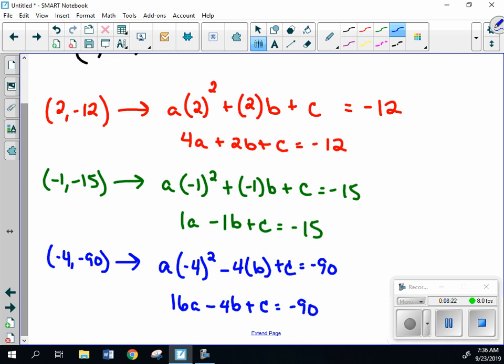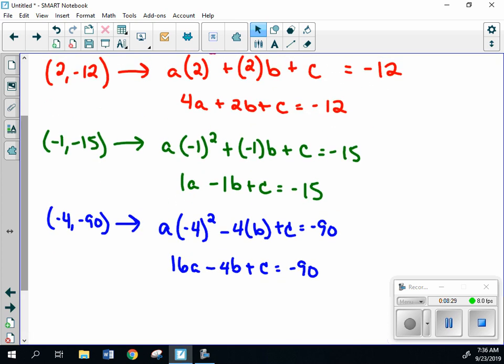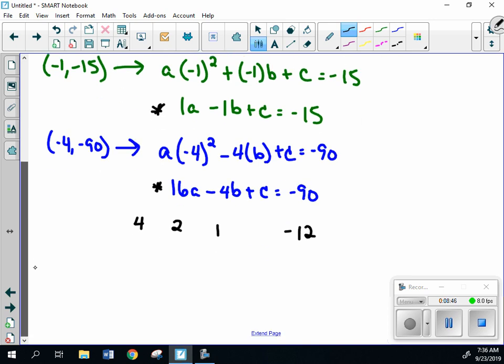So you're probably sitting here thinking, all right, Mrs. Fish, you've got 3 equations and you still have 3 variables. You're right, I do. But if I look at the 3 equations that I found, this is really a system of equations that we can use our matrices for. So I have 4, 2, 1, and I'm going to just do this off to the side, negative 12. Then 1, negative 1, 1, negative 15. Then 16, negative 4, 1, negative 90.